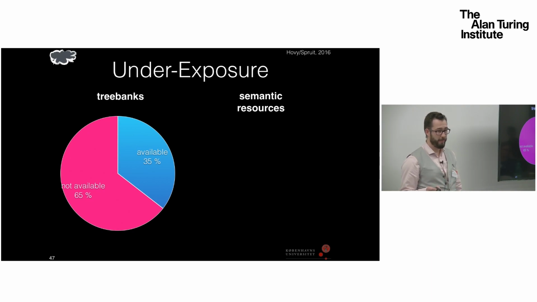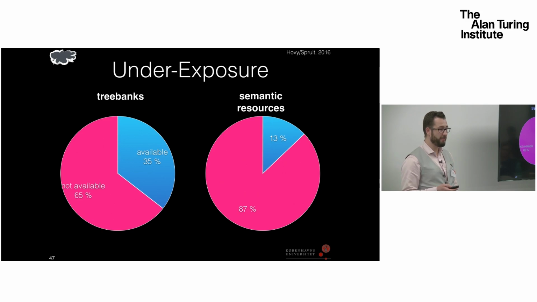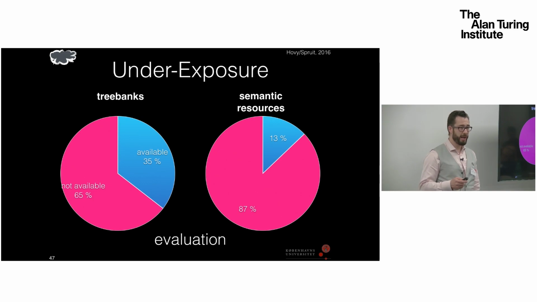If you want to go into semantics and look at something like WordNets, it gets even worse. You only have about 10%, a little more than 10%, right? So if you happen to speak a language or want to work on a language for which there is no treebank and no semantic resource, then you have a huge problem getting started and evaluating your model. You basically have to resort to unsupervised training, maybe semi-supervised training, and it's a huge headache. So what happens? Most people don't work on it, right?